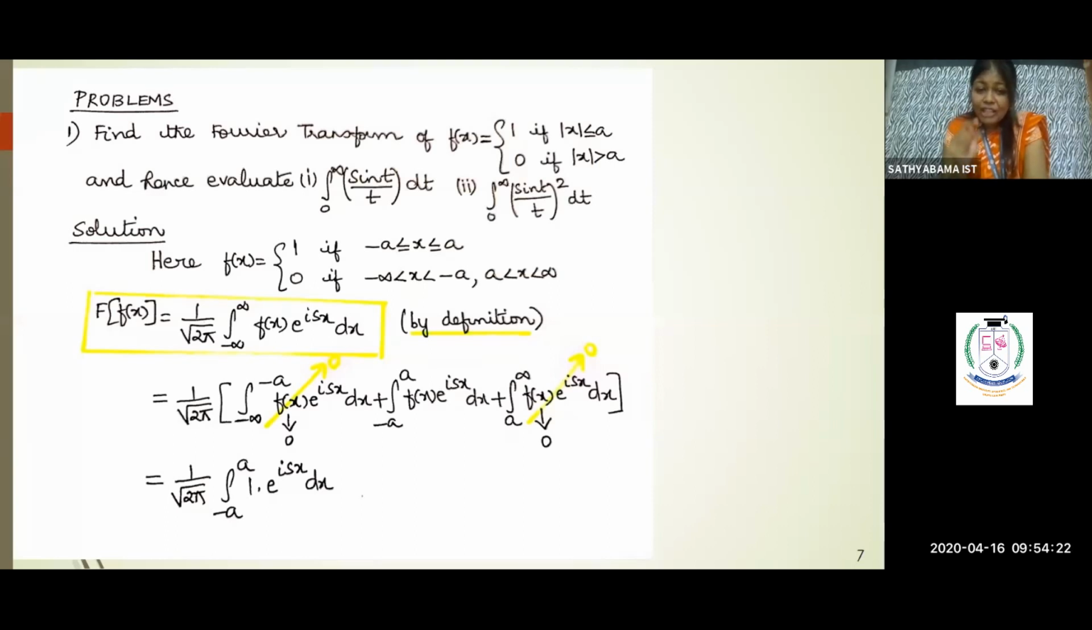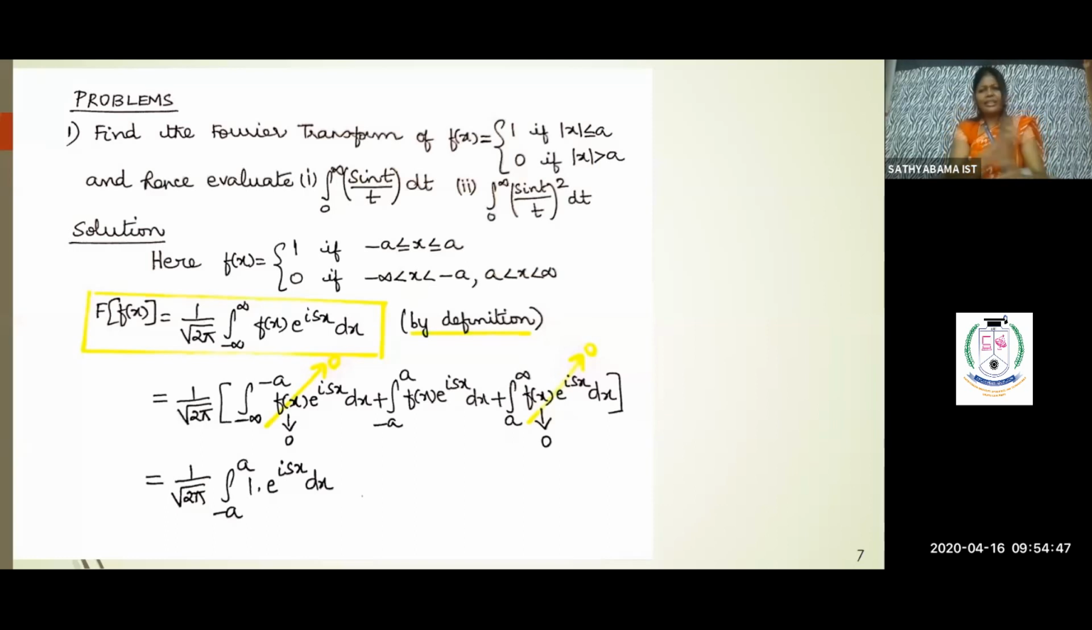So, what is the value of f of x there from minus a to plus a? Look at the first line of the definition of f of x. Minus a to plus a, in the first line, what is the value of f of x? It takes the value 1. Okay. So, the last step is 1 by root of 2 pi integral minus a to plus a, f of x takes the value 1 there, e power i s x dx. Have you understood so far? Okay. Now, I have to integrate this.